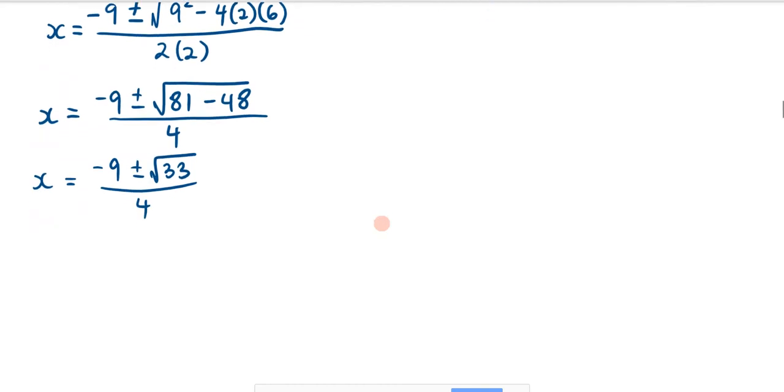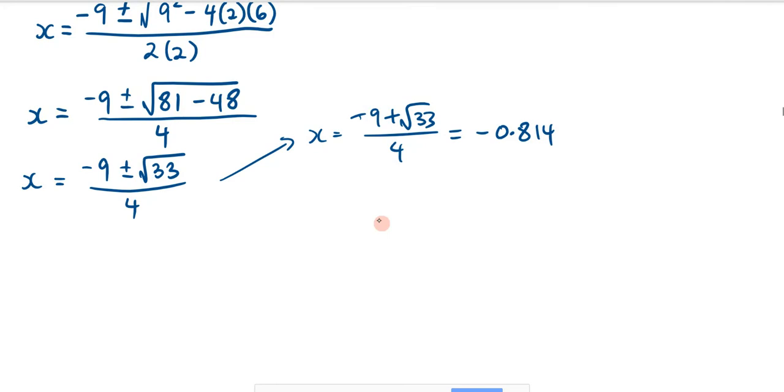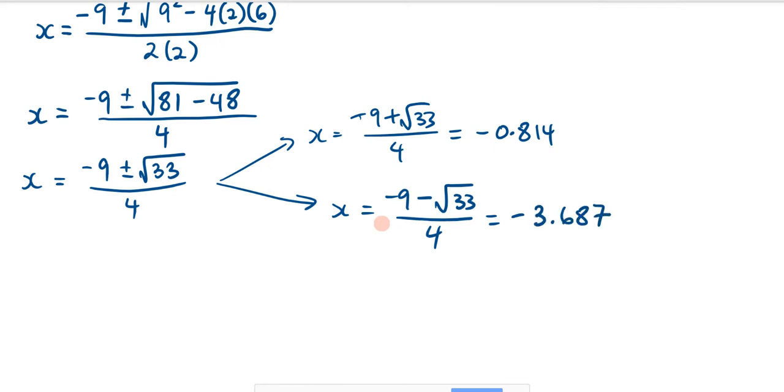And then I can split my answer into two parts. So here I can say x equals negative 9 plus the square root of 33 over 4. And that's equal to negative 0.814. My other answer is x equals negative 9 minus the square root of 33, and all of that's divided by 4. And that's equal to negative 3.687.